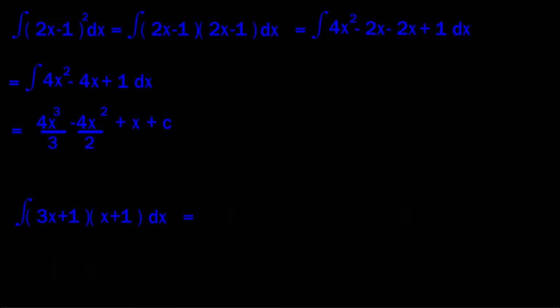So 3x multiply with x, we will get 3x squared. 3x multiply with 1, we will get 3x. 1 multiply with x, we will get x. 1 multiply with 1, we will get 1. So with this, we will have the integral of 3x squared plus 4x plus 1 dx.